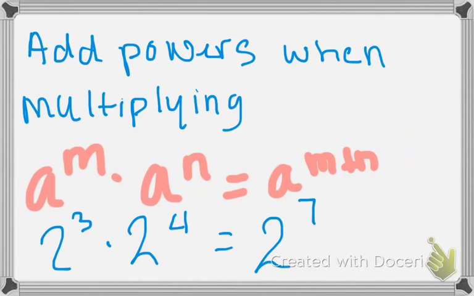So a good example for this would be 2 to the power of 3 times 2 to the power of 4. Because the variables are the same, it will carry over, which is 2. And you will add the different exponents, which would be 3 and 4. And 3 plus 4 equals 7.